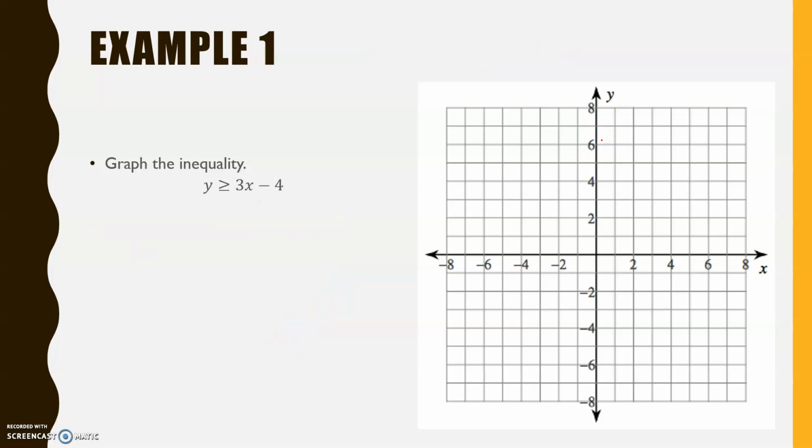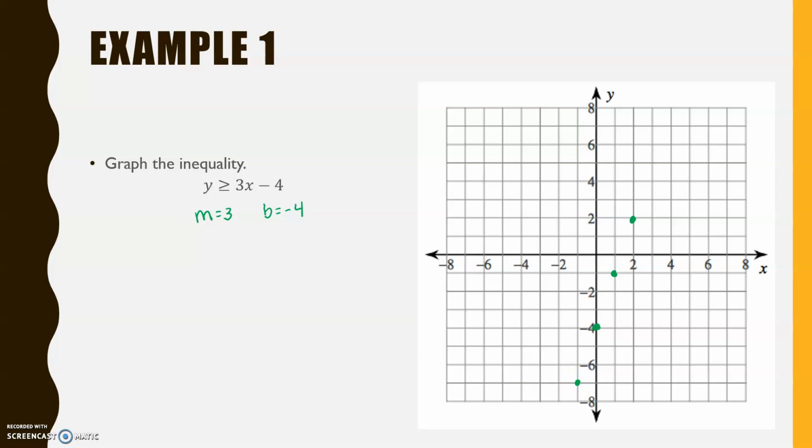So, graph the inequality. Our first step is going to be to find the slope and y-intercept, since it's already in y equals mx plus b. My slope is 3. My y-intercept, or my b value, is -4. So I'm going to go to my y-intercept at -4, and then I'm going to do a slope of 3. I'm going to go up 3 and over 1, up 3 and over 1. I could also go down 3 and back 1.